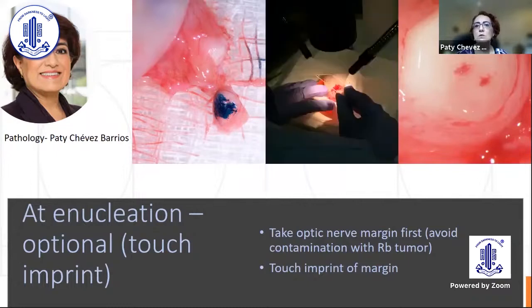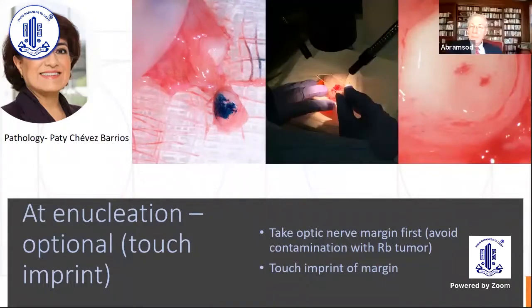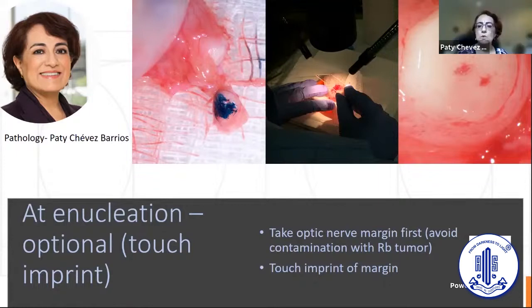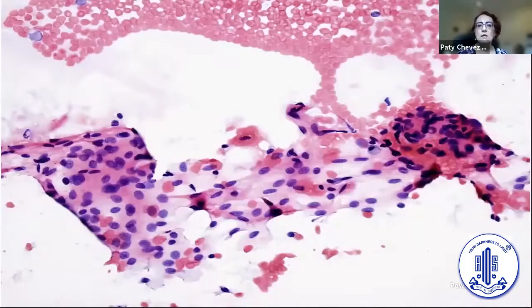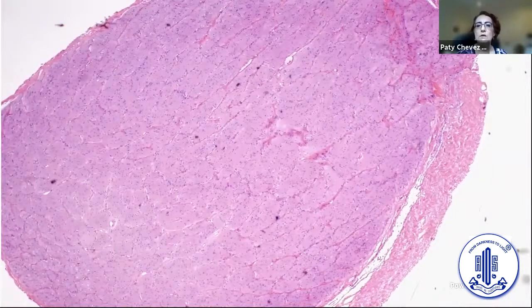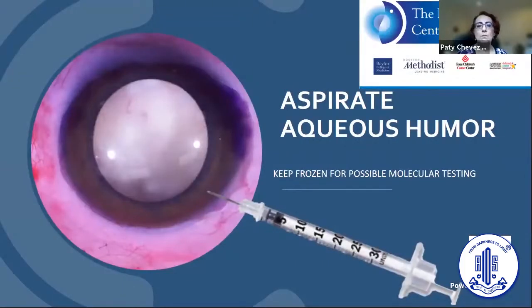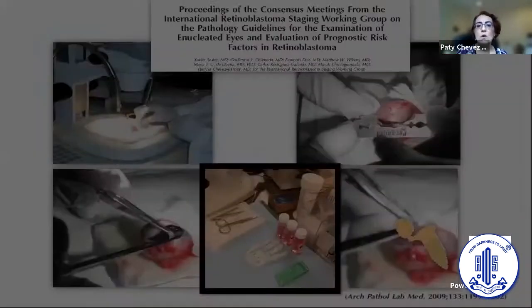Now, optional, and that's what I do in our group, is immediately after cutting, I do a touch imprint of the margin that I just cut off. And then you can see here that it is blood, meningothelial cells, and no tumor. This is confirmed by the final histologic section. We also aspirate aqueous humor from the anterior chamber, because we are undergoing these molecular studies, as we have published with Dr. Berry. And then we transilluminate, so we know exactly where to cut.